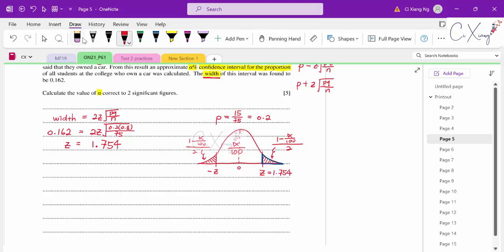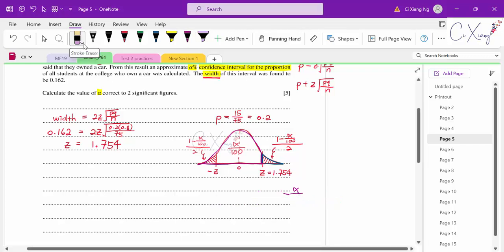Okay, there are many ways. Some students want to use the upper value here, or maybe some want to use the lower one, this one. Also can, up to you. If you want to use this one, it will be z smaller than 1.754 equals to 1 minus alpha divided by 100 over 2, then add alpha divided by 100. But for me, I'm scared that I will make a careless mistake later when I simplify, so I have to be very careful. So for me, I'm not going to use the smaller one. I will use the larger one, the dark blue color that I drew in the diagram.